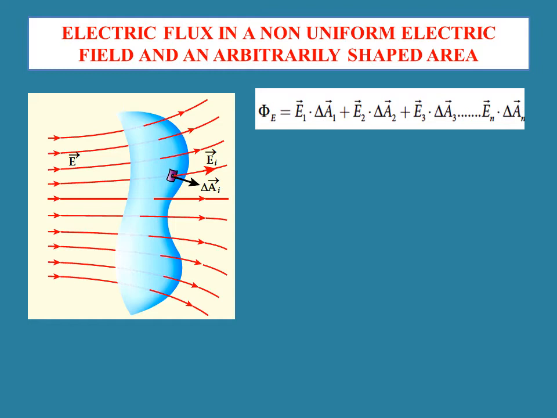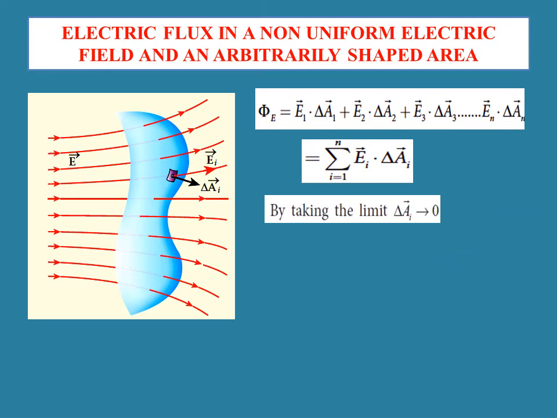That is, the flux will be written as E1 vector dot delta A1 plus E2 dot delta A2 and so on up till n number of parts. Or it can be represented as summation of E vector dot delta A vector, where i takes a value from 1 to n. By taking the limit delta A_i tending to 0, you can represent flux as the integral of E vector dot dA vector.